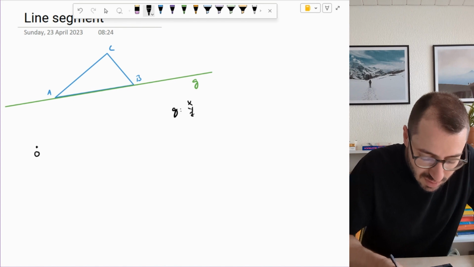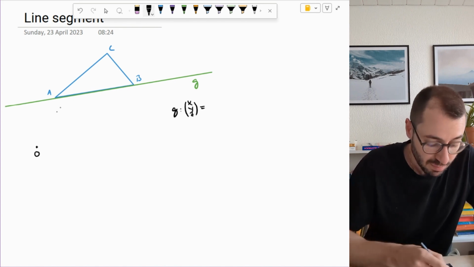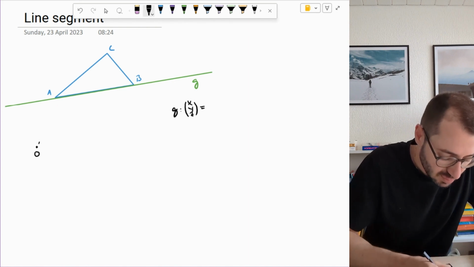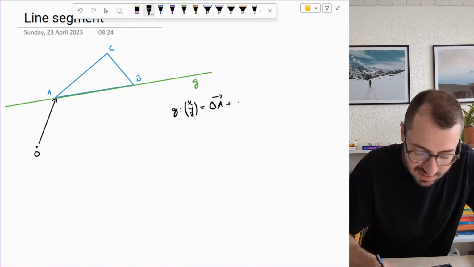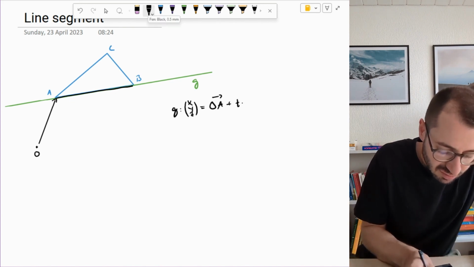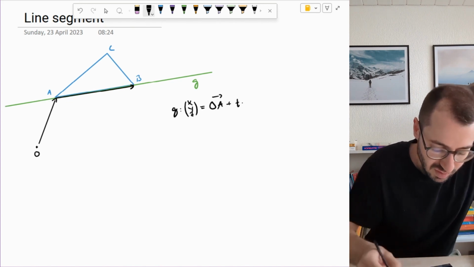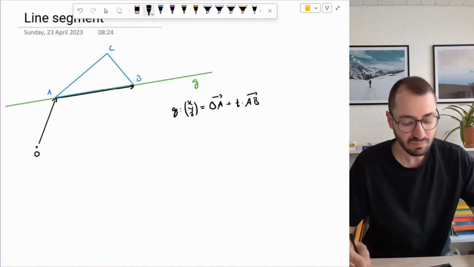is (x, y, z) equal to a position vector. Let's use this one, so OA, plus t times the direction vector, and as a direction vector we just use this one here, which is the vector AB. Right?